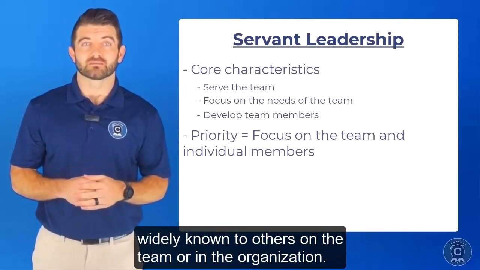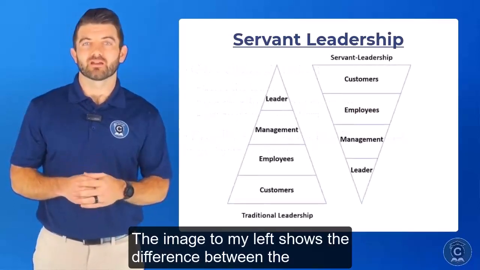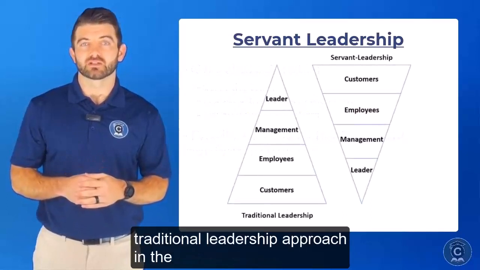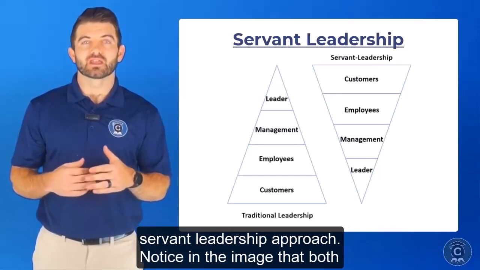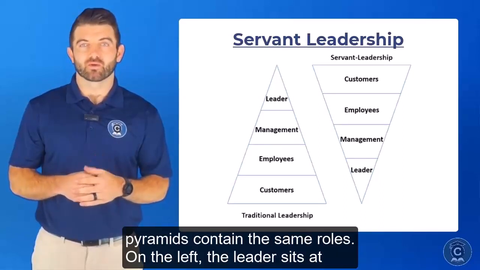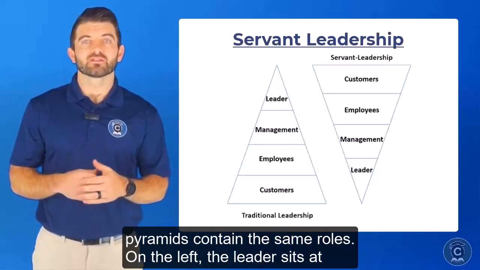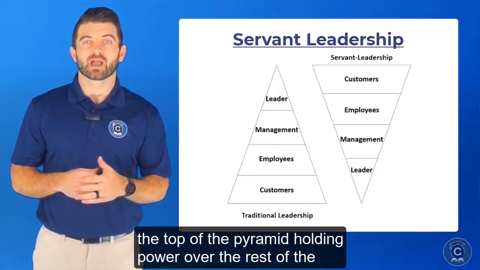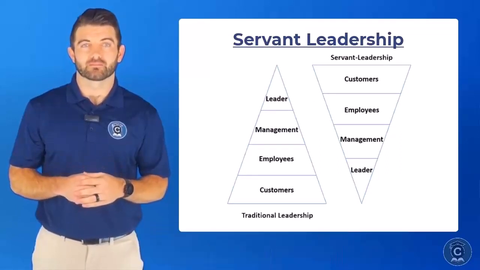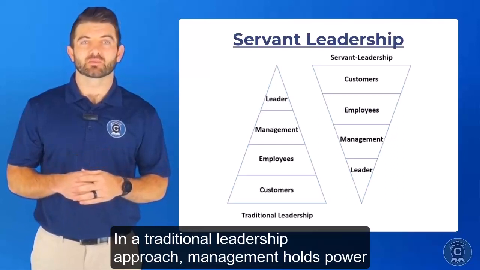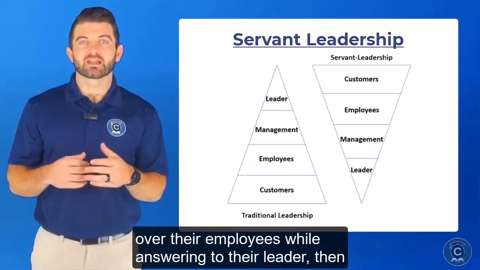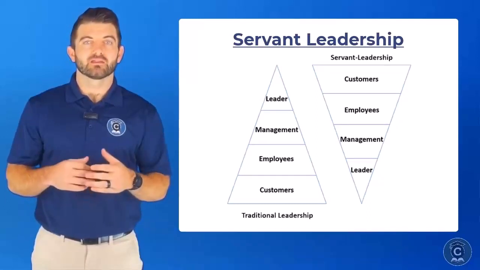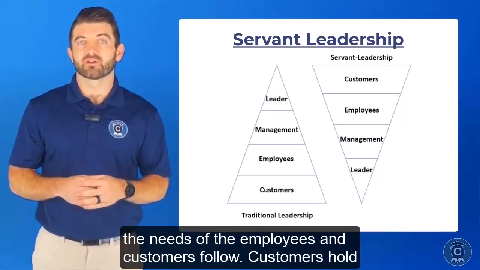The image to my left shows the difference between the traditional leadership approach and the servant leadership approach. Notice in the image that both pyramids contain the same roles. On the left, the leader sits at the top of the pyramid holding power over the rest of the pyramid. In a traditional leadership approach, management holds power over their employees while answering to their leader. Then, the needs of the employees and customers follow.